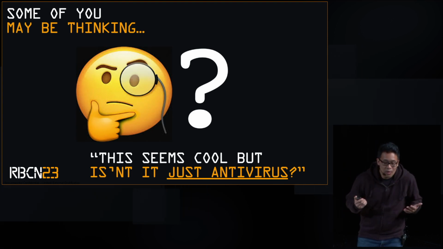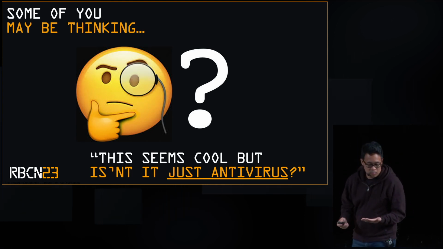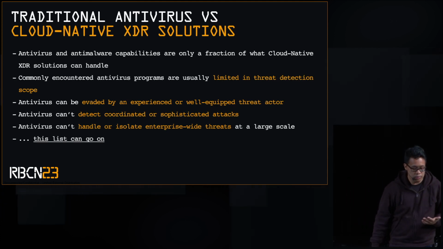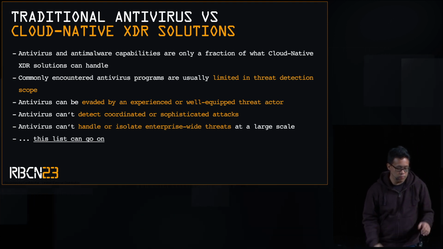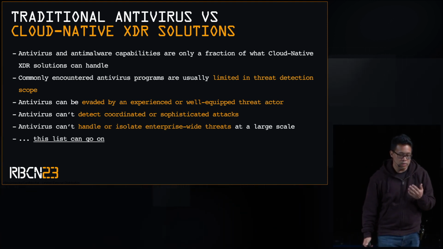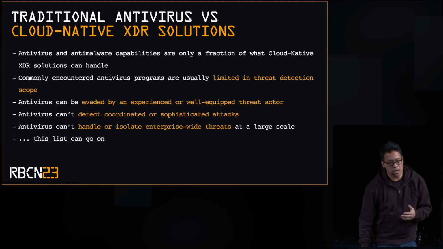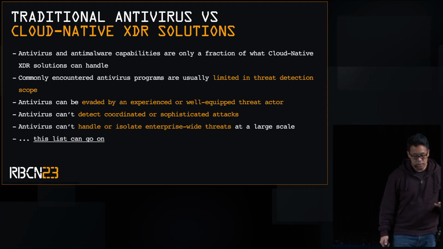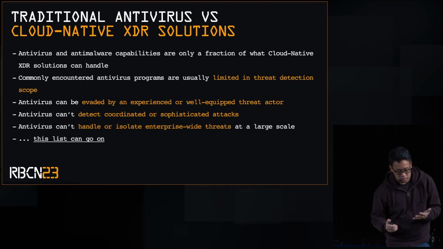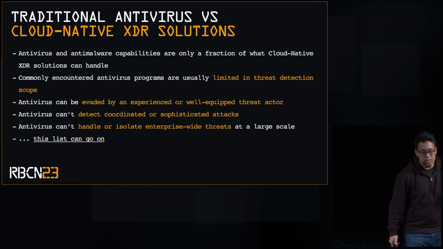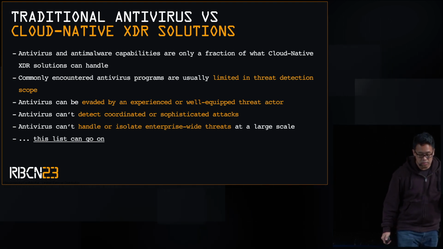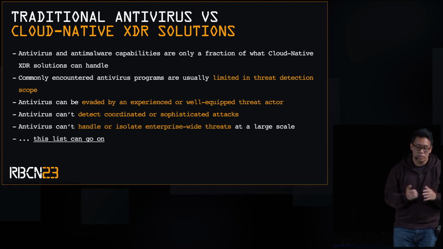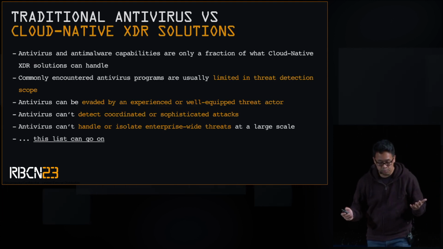Some of you may be thinking, well, isn't that just antivirus? But there's a difference between traditional antivirus and cloud-native XDR solutions. Antivirus and malware capabilities are only a fraction of what cloud-native solutions can do. Commonly encountered antivirus programs are usually limited to that threat detection scope. Even within that scope, antivirus can be evaded. Antivirus can't detect coordinated or sophisticated attacks. Antivirus can't isolate enterprise-wide threats at scale, and it can go on.